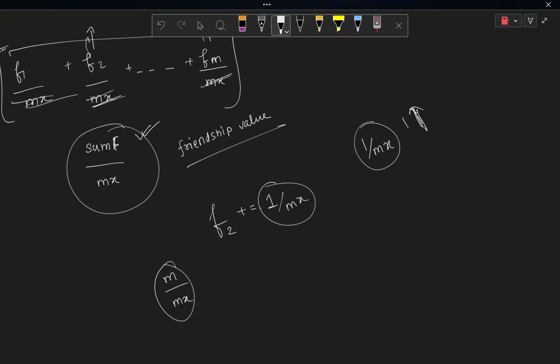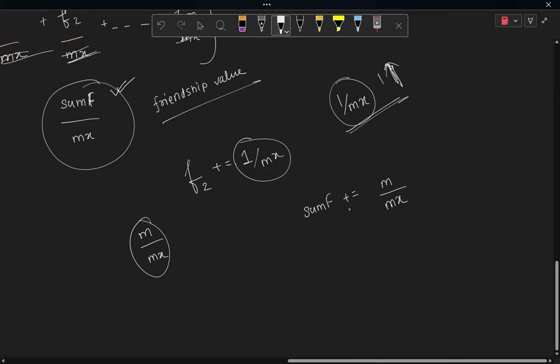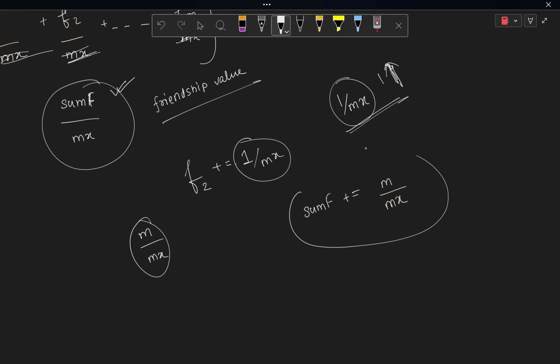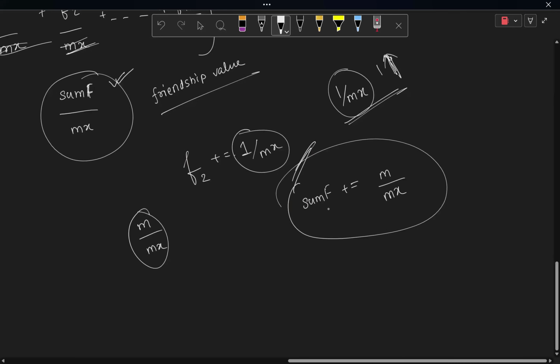So on an average, I just assumed this thing. It might not be mathematically correct, and I just came up with an idea that what if I say sum f is increasing by m by mx, because there are m friend pairs and every friend pair's value is expected to increase by 1 by mx. So this is kind of an assumption. It might not be a mathematically correct way of doing this. For this, I would suggest to look at the tutorial, but I had this idea.